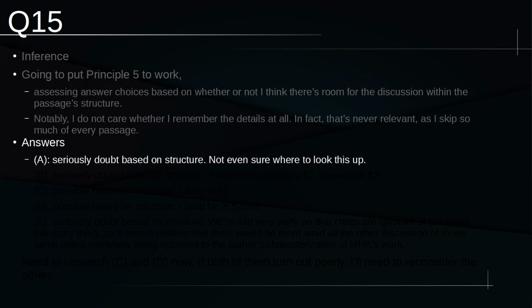I seriously doubt A based on the structure of the passage. Is it true that in the last few years, written forms of talk story have appeared in Chinese as often as they have in English? I'm not even sure why I would look this up. This is kind of irrelevant. I really don't see where I would find this in the passage.